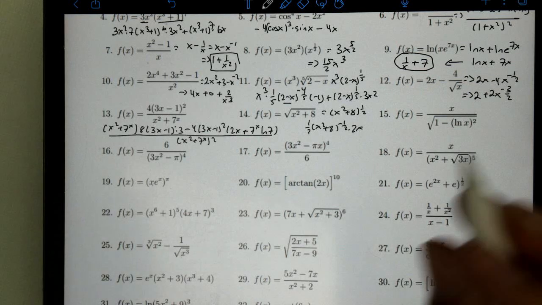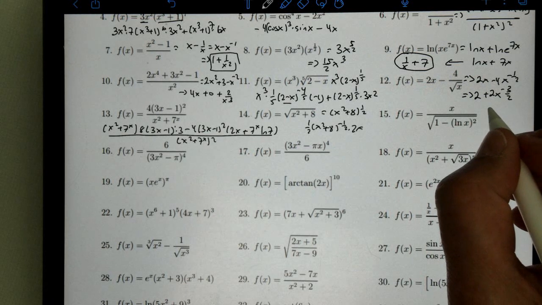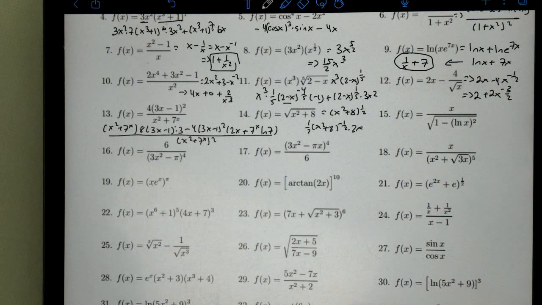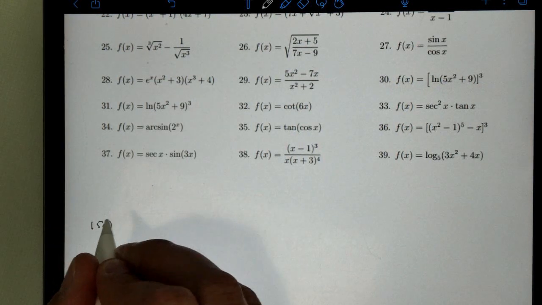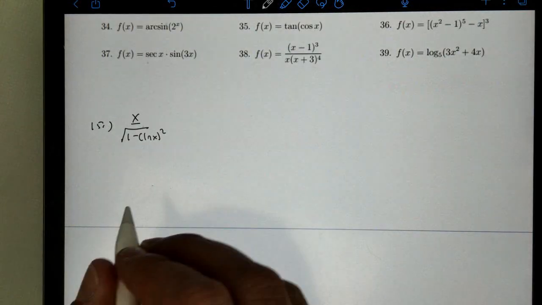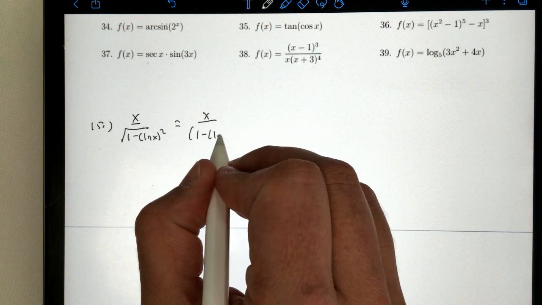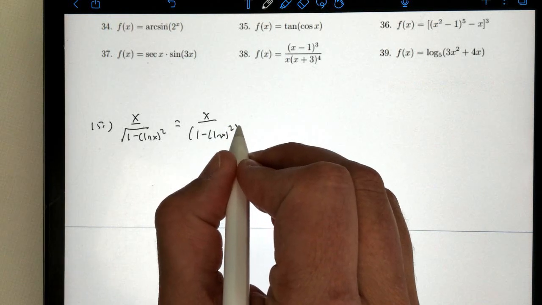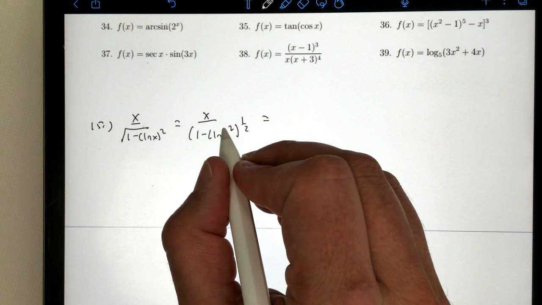All right, number 15. Here we go. Hey, if you really love math, try this one. Ready? So I'm going to do number 15 down here. I'm just going to rewrite this. So number 15, it is x over the square root of 1 minus the natural log of x squared. That's going to take a little bit more time. So I'm going to rewrite this as x over 1 minus the natural log of x squared to the 1/2.